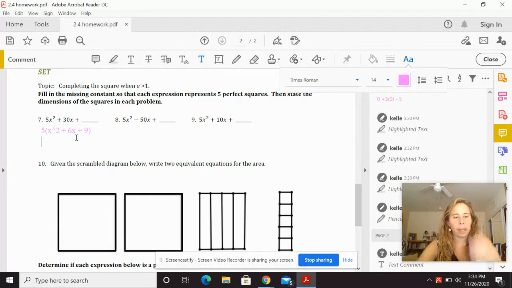So you could also write that as 5 times (x plus 3) squared. So then the number you put up here, though, it's not going to be 9. That's for 1 square, but we're talking about 5 squares. So it's going to be 5 times 9, which is 45. Okay.